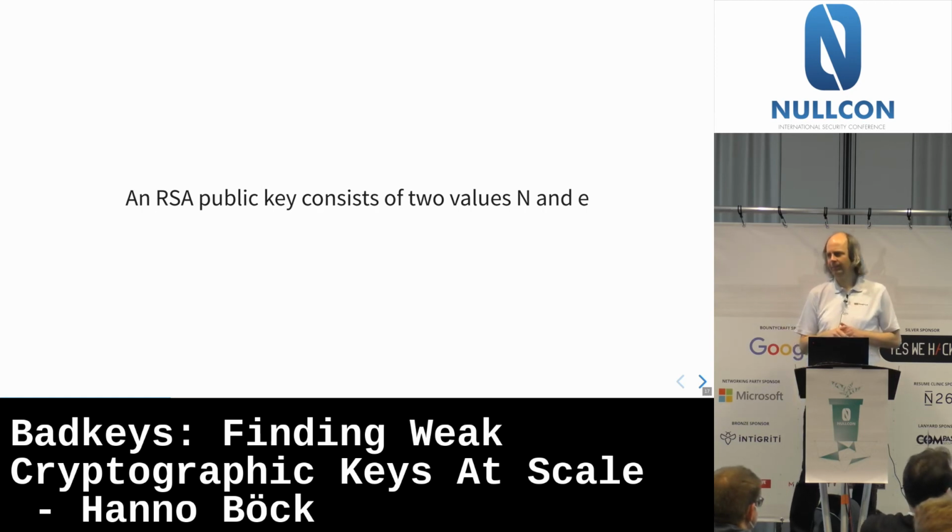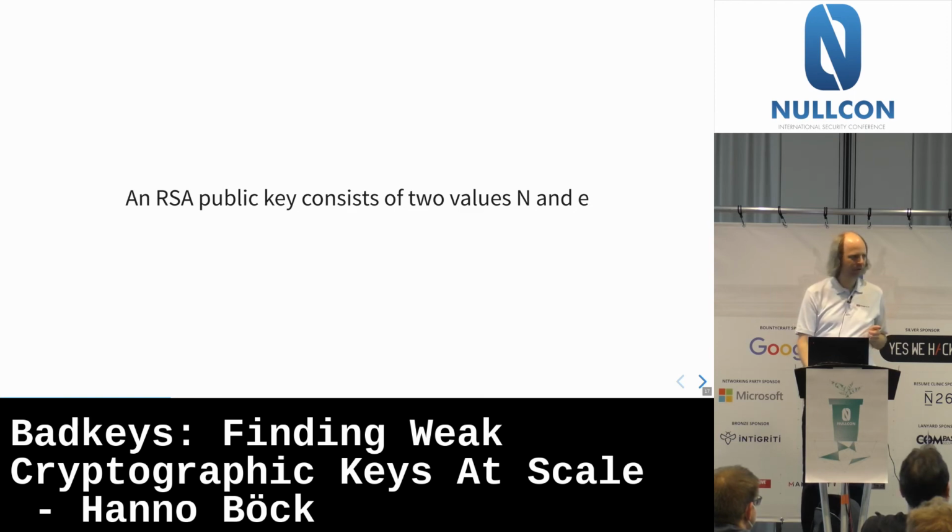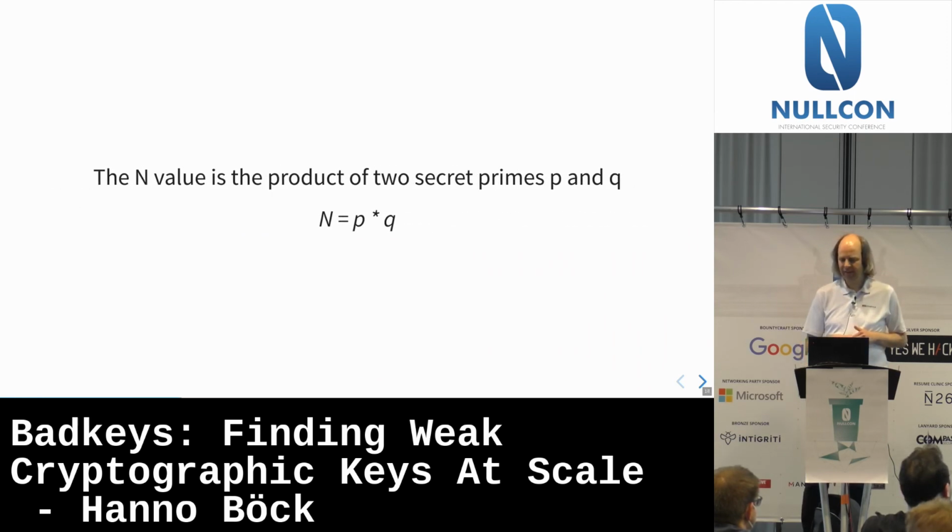So such an RSA public key is 2 numbers basically. They are called N and E, and the N number is the interesting number. This N is called the modulus, and it's a product of 2 prime numbers. We call these P and Q. So N is P times Q.